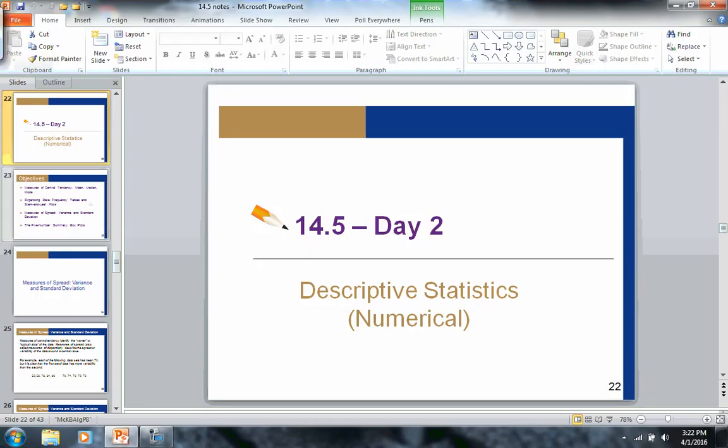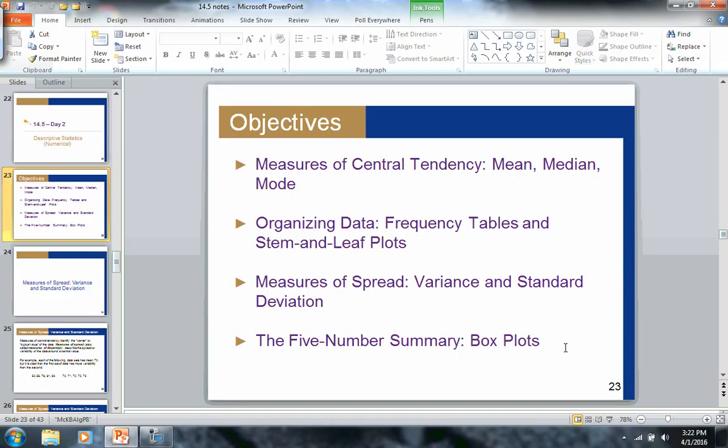And today we're going to finish talking about the last two objectives. We're going to talk about variance and standard deviation, and then we're also going to talk about the 5-number summary and specifically how to make a box plot.